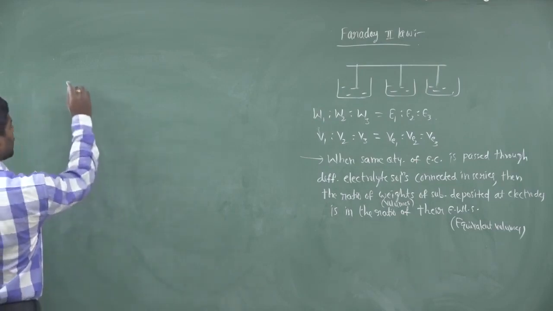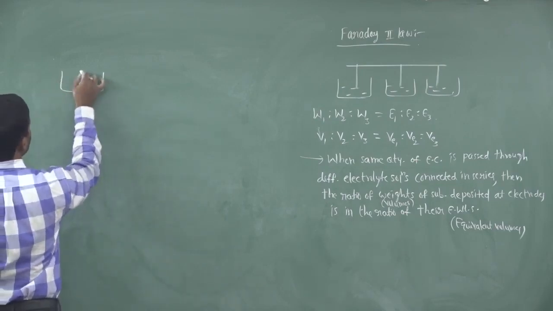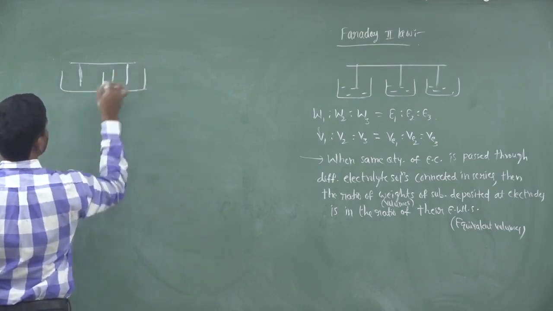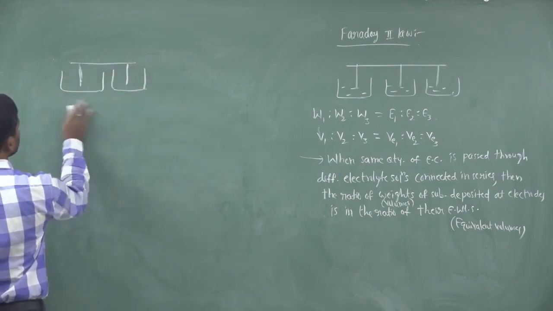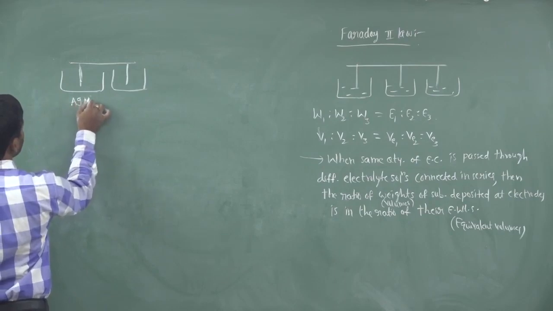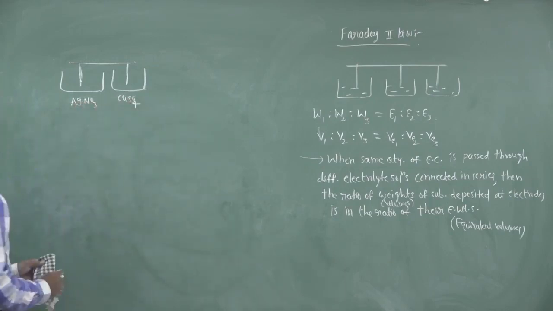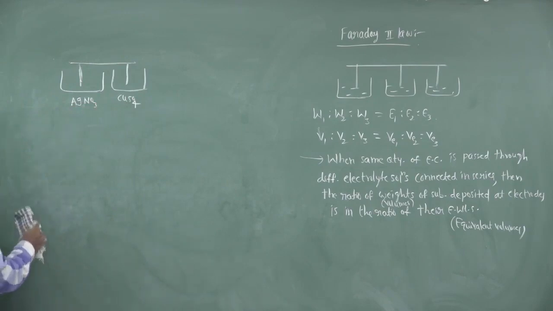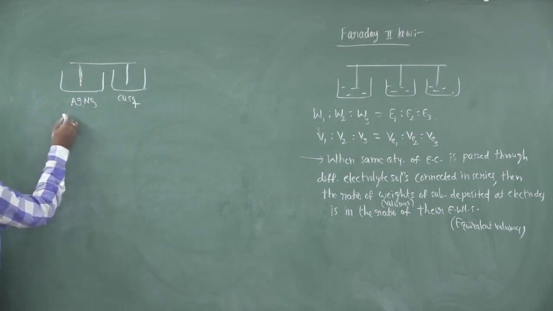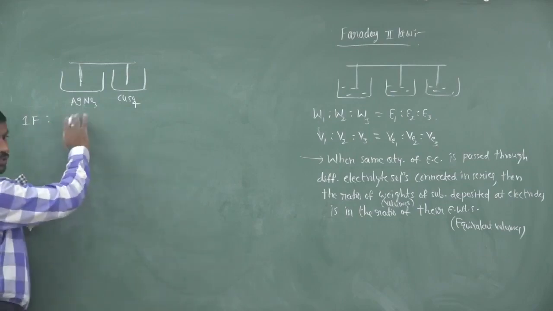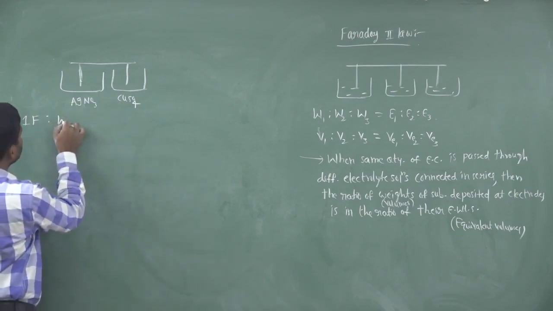I will explain by an example. For example, we are passing the same quantity of electric current through silver nitrate solution and copper sulfate solution. Suppose we are passing 1 farad of electric current through both the solutions. What about the weight of silver deposited?